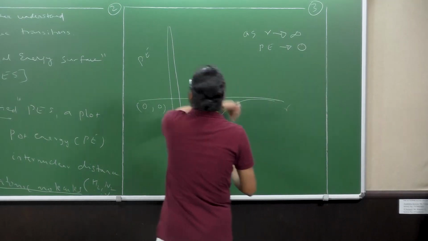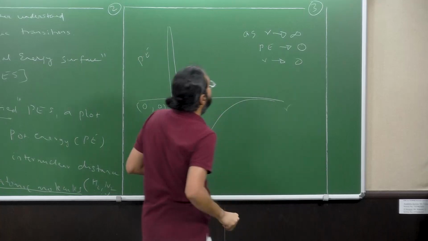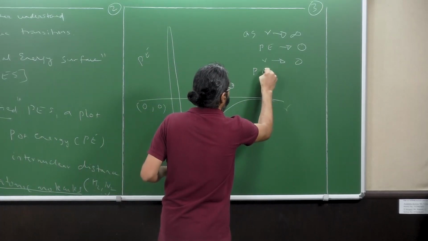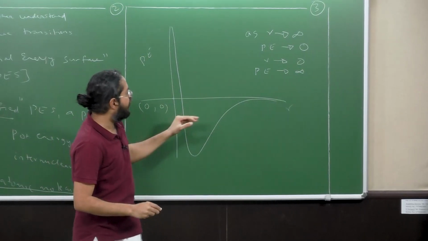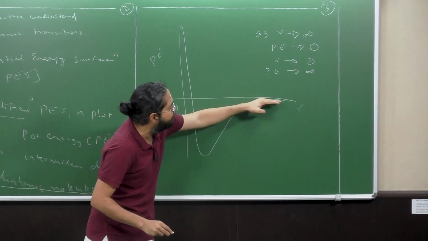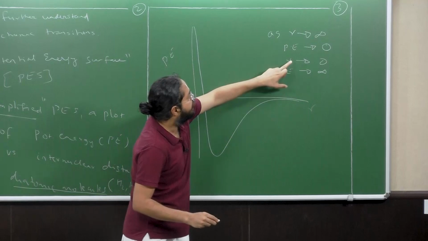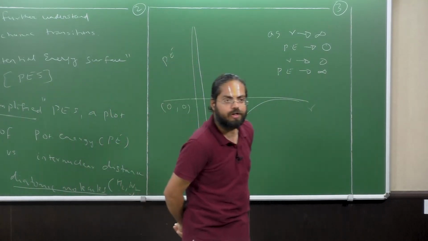Then let's look at the other extreme. As R tends to 0, your PE tends to infinity. So as your R tends to infinity, your PE tends to 0, and as your R tends to 0, your PE shoots up towards infinity. Are we good? Okay.